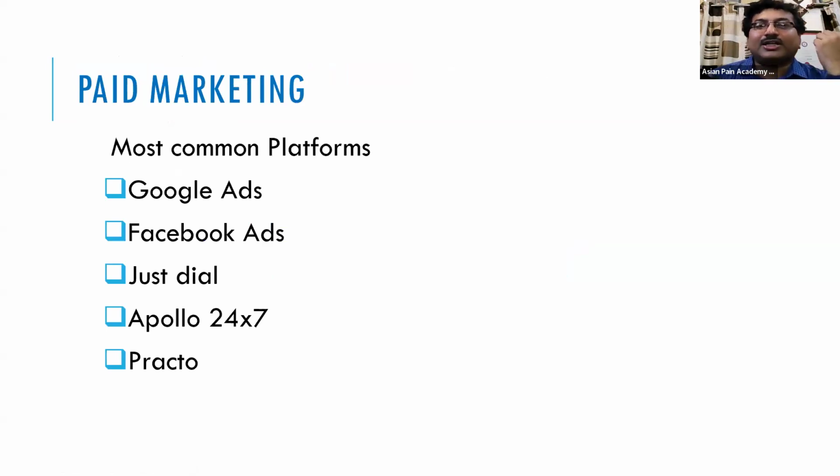Now, coming to paid marketing, we have Google Ads. We have Facebook ads. In India, we have Just Dial, Apollo 24/7, and Practo. But remember, the ROAS with the first two is the maximum. ROAS with Just Dial is minimal. Apollo 24/7 is also minimal, and Practo is also minimal. So I would not ask you to invest in these three things. The above two are much better.